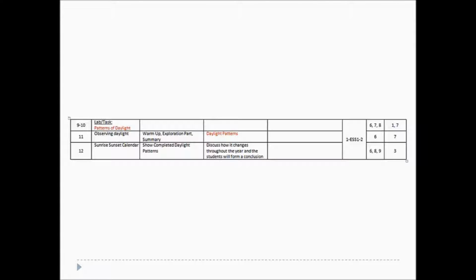For Lesson 11, students are continuing to use their observations to compare the amount of daylight at different times of the year. But instead of using pictures or a computer simulation, students are examining graphical data, and will use this data in Lesson 12 to make conclusions about patterns of daylight at different times of year.